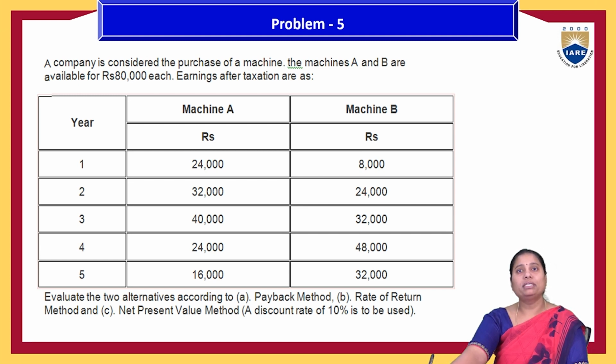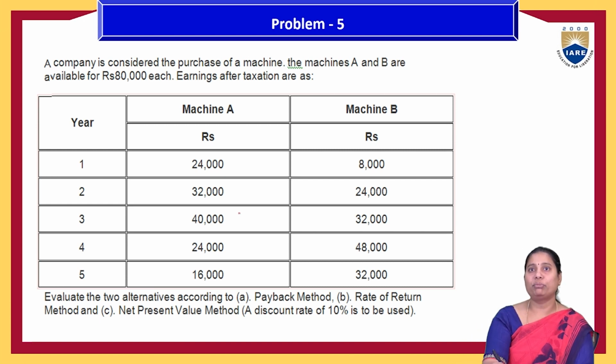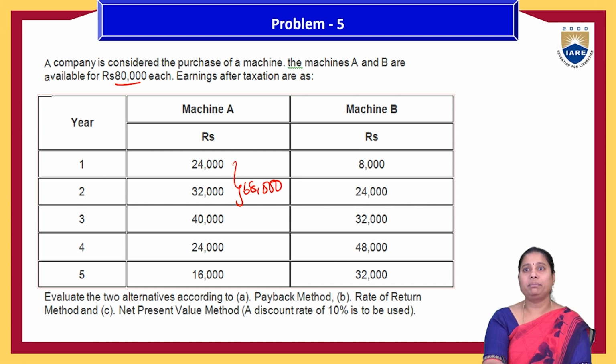And the next problem is: a company is considering purchasing a machine. Machines A and B are available for 80,000 each. Earnings after taxation, the information they have provided. First, we need to calculate the payback period, which we can do with cumulative inflows. 80,000 they have invested for each machine, so in year 1, 24,000 plus 32,000 means 68,000 they have received, and adding 40,000 means it is 1,08,000.